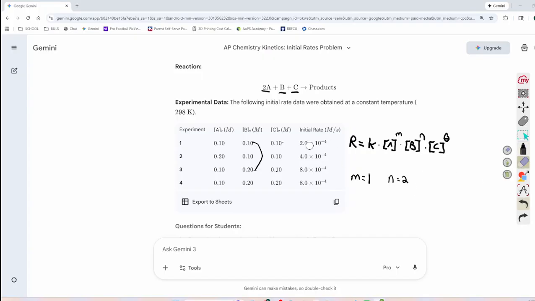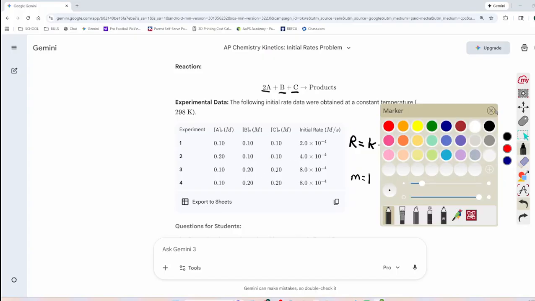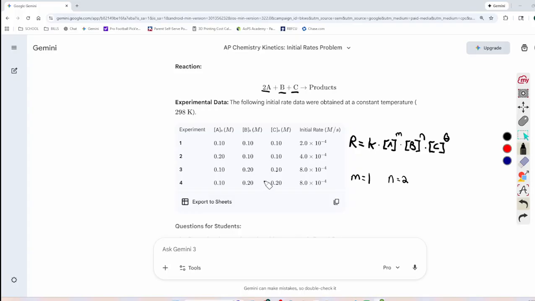And then let's look at C. These last two, I'm sorry. When C doubles and these stay the same, nothing happens to the rate. So that means our theta is equal to 0, right? Because this has no effect on the rate. And so that's how we figure out order.